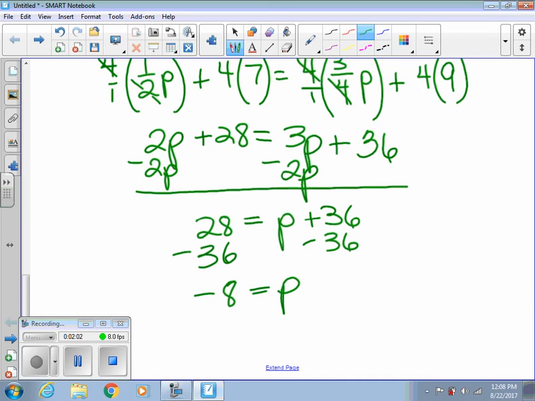One of the ways you can test this is to go plug it into the original equation to make sure that you got the right answer.